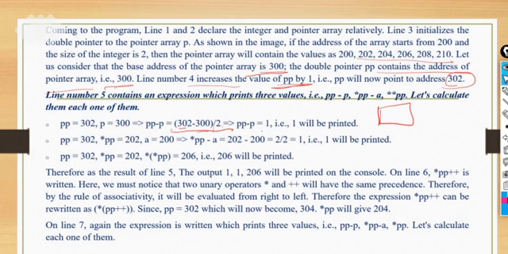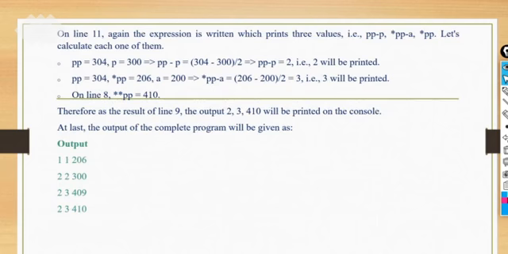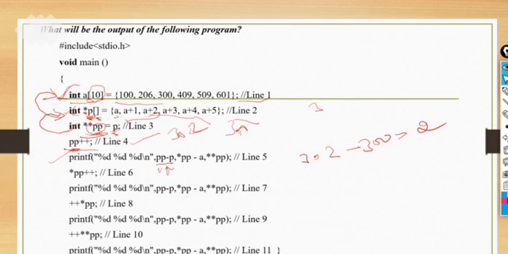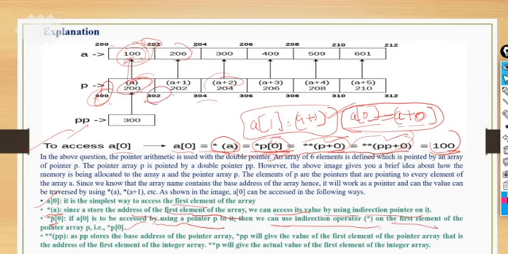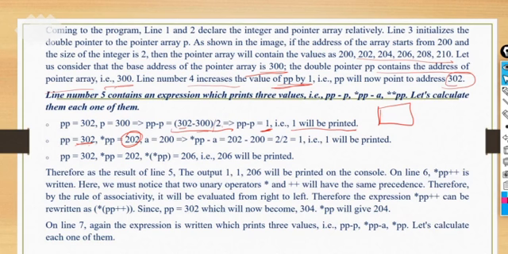So what is left over here? 1. So 1 will be printed here, right? Next, what do we have to print? Star PP minus A. What is the value of star PP? What is at 302? At 302, the value is 202, as it is mentioned here. This is the space, and 202 is there. So the pointer is representing the value at that space. So the star PP value is 202.